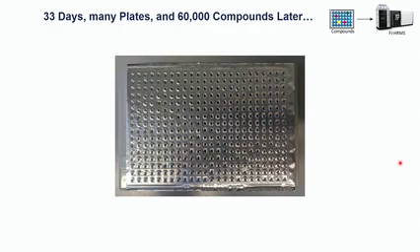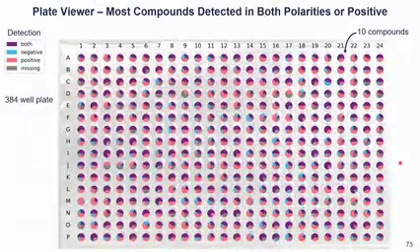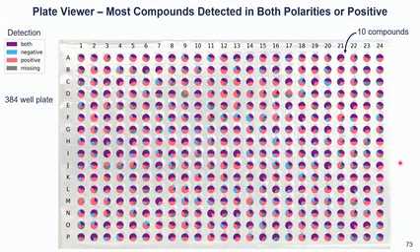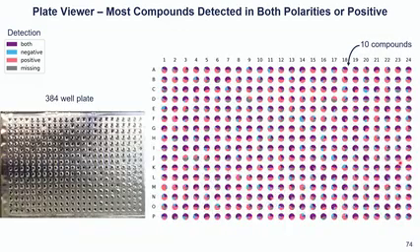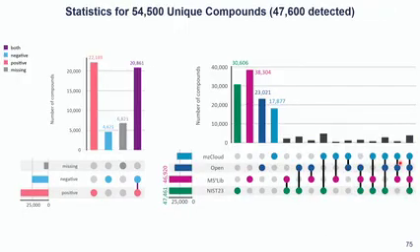54,000 unique structures. And this is something that we then got in 33 days in positive and negative polarity. So we can see, if we use the plate and we correlate in which polarity we detected the compounds, we can see it nicely in this pie chart. So some compounds were only detected in positive mode, some only negative, and maybe some in both, or we couldn't detect them at all with our method. And this is seen also in the statistics plot here. So we used an upset plot for an easier visualization.